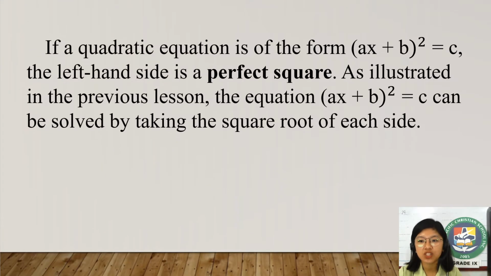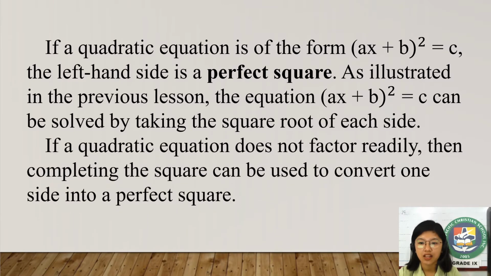So, if a quadratic equation is of the form (ax + b) squared equals c, the left-hand side is a perfect square. As illustrated in the previous lesson, the equation (ax + b) squared equals c can be solved by taking the square root of each side. And if a quadratic equation does not factor readily, then completing the square can be used to convert one side into a perfect square. So, pero paano, di ba?